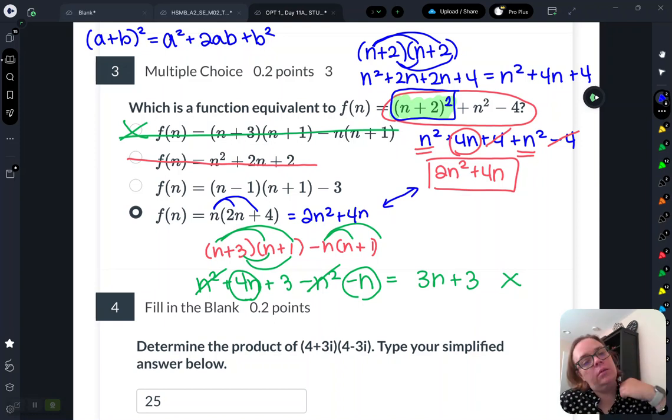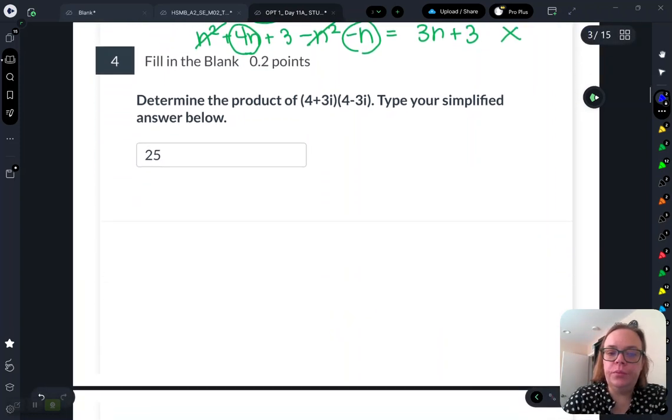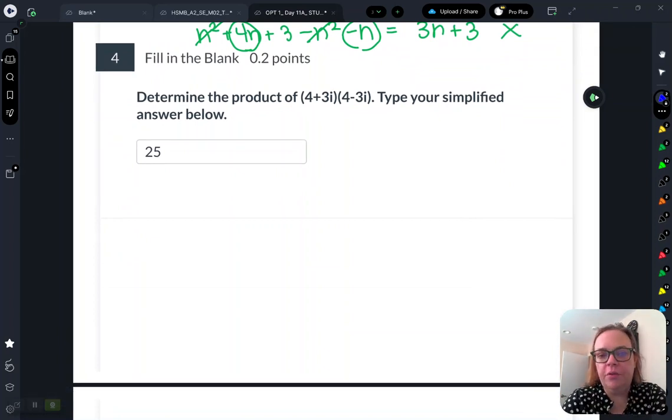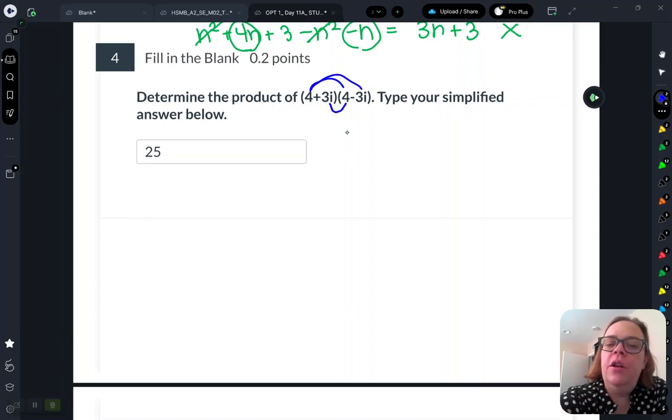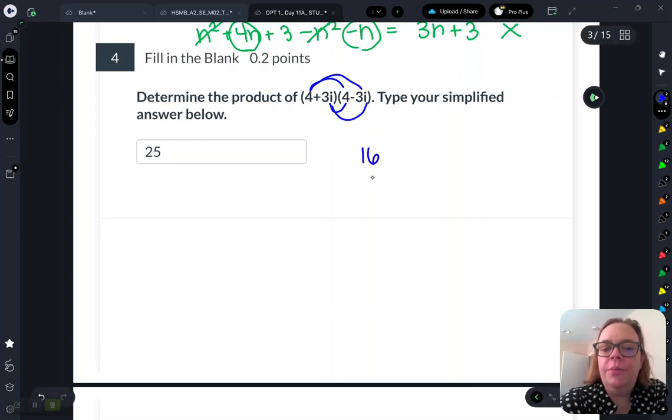Okay, number 4. Determine the product of 4 plus 3i times 4 minus 3i. You could just multiply this out. Okay, 4 times 4, 4 times negative 3i, 3i times 4. So basically just do the multiplication the long way. There is a quicker way, but I'll show you this way first. So 4 times 4 is 16. 4 times negative 3i is negative 12i. 3i times 4 is positive 12i. And 3i times negative 3i is negative 9i squared.